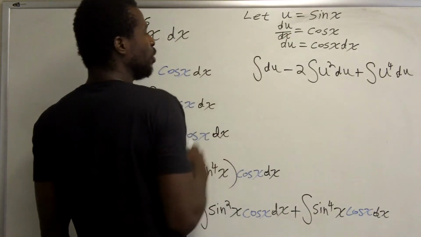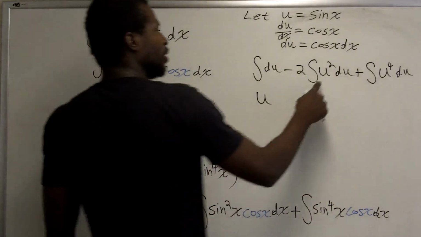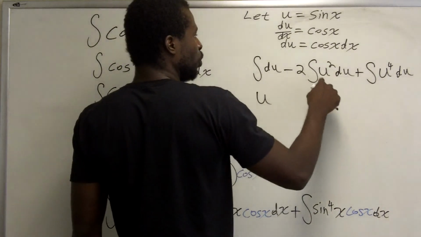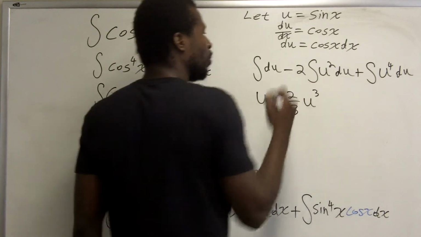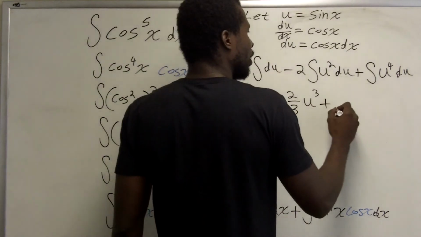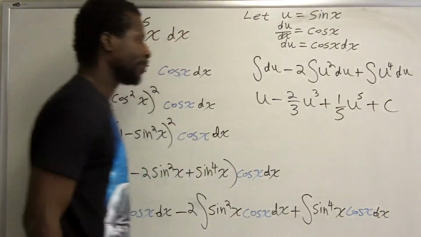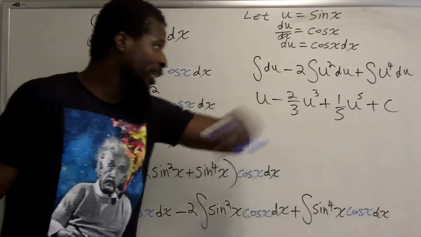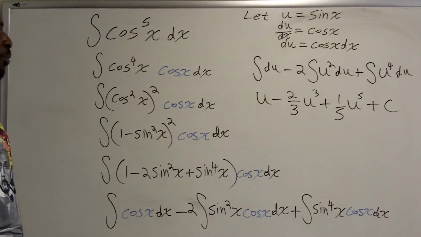When you integrate du, you get u. When you integrate negative 2u squared du, you get negative 2/3 u to the third power. And when you integrate u to the fourth, you get 1/5 u to the fifth, and then plus c. So here, this is the integral, but it's in terms of u, and I need it to be in terms of x, so now I'm going to back substitute.